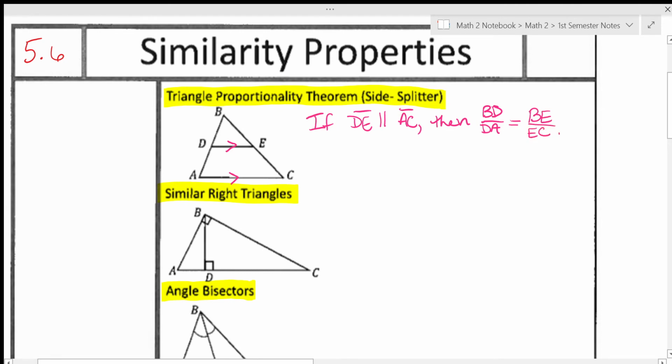So if we know those lines are parallel, then we know that the pieces of the sides, side splitter idea, are proportional, meaning that if we set up the fractions they are equal. And this theorem idea can go the other way too.